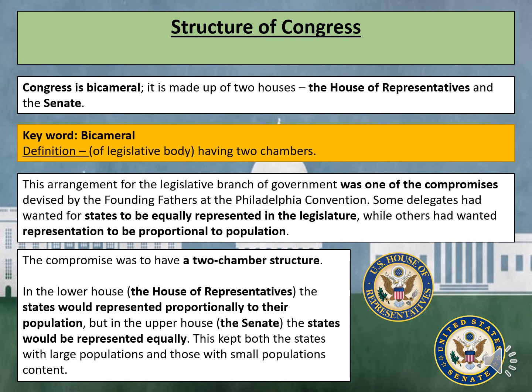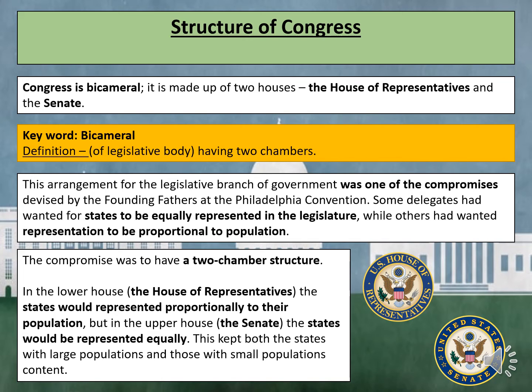Congress is bicameral, which means that it is made up of two houses, the House of Representatives and the Senate. This arrangement for the legislative branch of government was one of compromise, devised by the Founding Fathers at the Philadelphia Convention. Some delegates had wanted the states to be equally represented in the legislative, whilst others had wanted representation to be proportional to population. The compromise was to have a two-chamber structure.